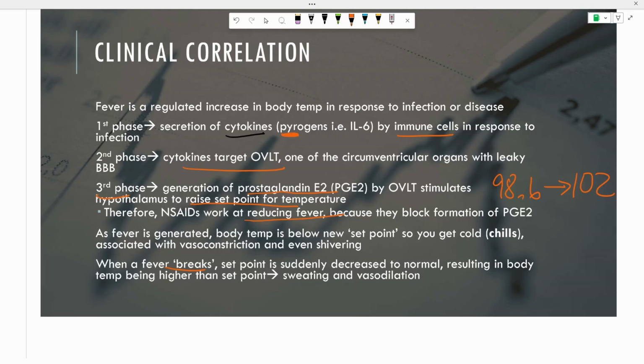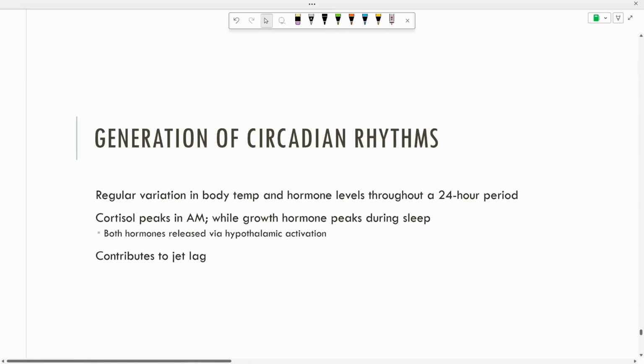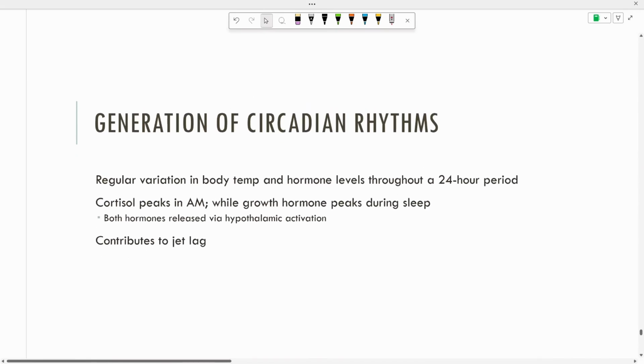That's the theory. Okay, circadian rhythm is our cortisol. It peaks in the morning, that's what wakes us up. So if you're the person that always wakes up every morning at 6 o'clock, doesn't matter if it's the weekend or whatever, you just wake up at 6, it's your cortisol that's spiking that wakes you up.